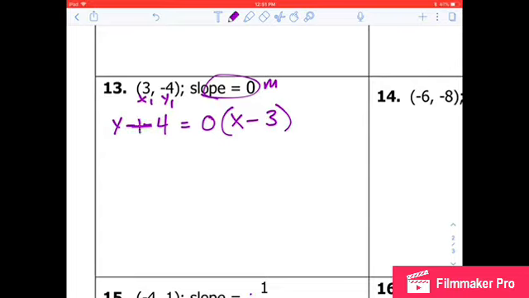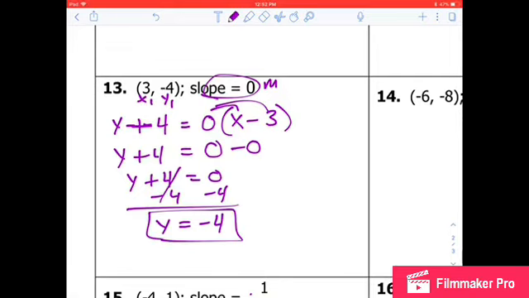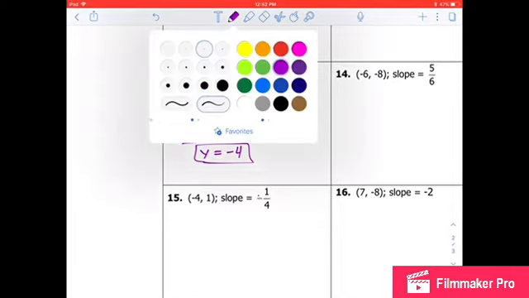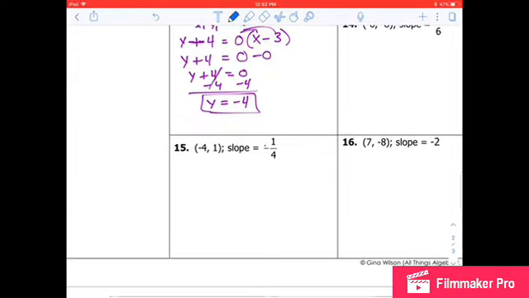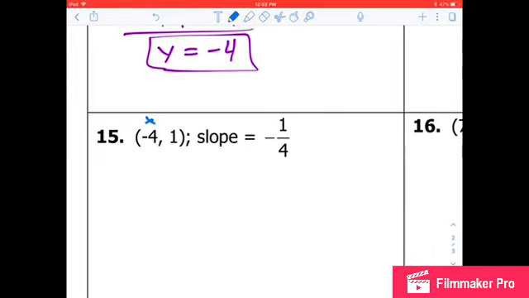And so with this, I've got 0 times x is 0, so y plus 4 equals 0 minus 0. And so y plus 4 equals 0, I'm still going to get y by itself. So subtract 4, and I end up with y equals negative 4. And I know it looks weird, but that is our answer, okay? And then the last one ends up being kind of weird because something cancels in this case. And that's okay. Everything works the same as the other problem.